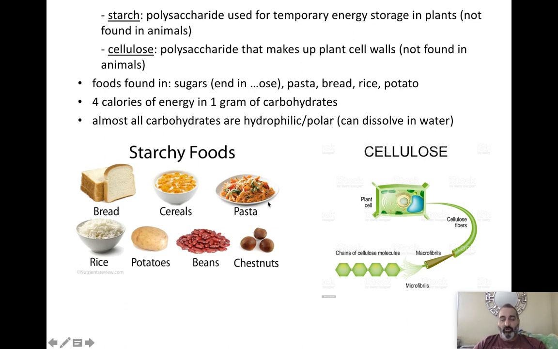1 gram of sugar, or 1 gram of any carbohydrate, has 4 calories. So if you drink a small can of soda, not the 12 ounce, I believe they're 8 ounces, it's about 100 calories, and all those calories came from sugar. So how many grams would be in there? Well, 100 divided by 4 gives you 25 grams of sugar in a teeny 8-ounce can of soda. And almost all carbohydrates are hydrophilic, which means what are they going to do? They'll probably dissolve in water eventually.